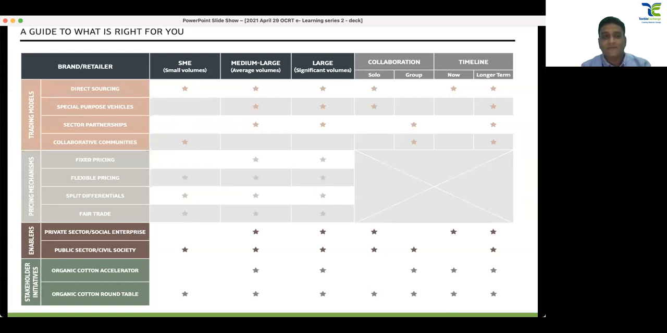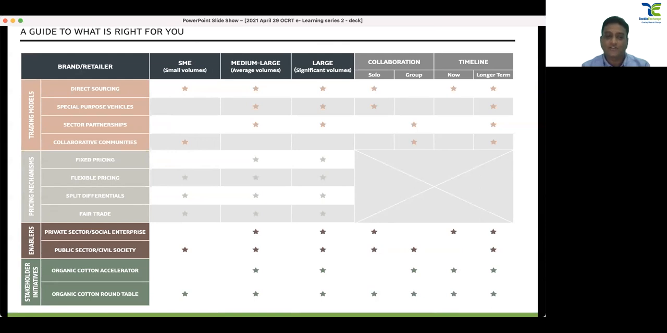At the same time, if you see, we have a clear indication. If you choose a permutation and combination, you will achieve X, Y, Z. So I'm going to walk you through the trading models. I'm going to walk you through the pricing models because both are linked to each other. And of course, there are two more activities, enablers and stakeholders, which I'm not going to touch because if you choose the right trading model and pricing model, it will have an indirect impact and indirect relation with enablers and stakeholders.